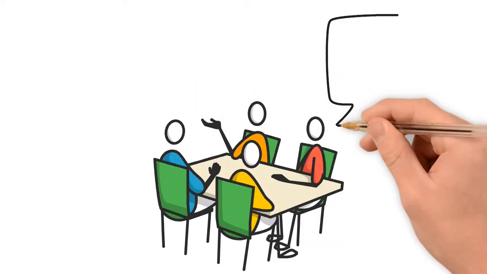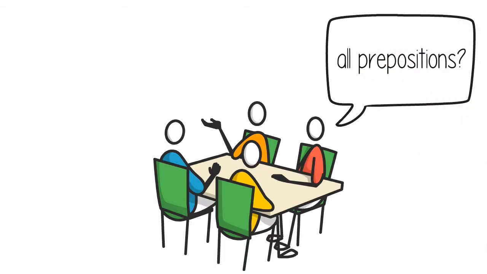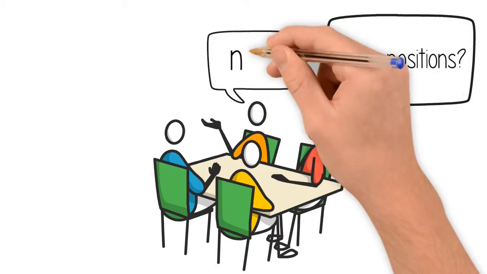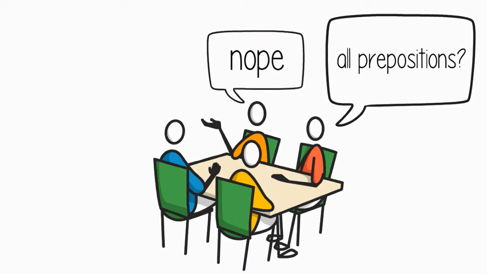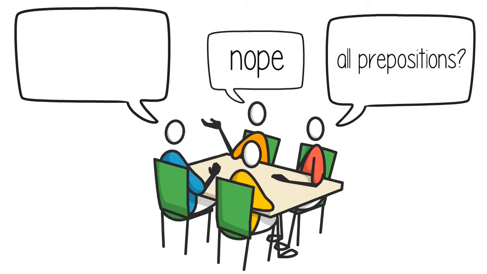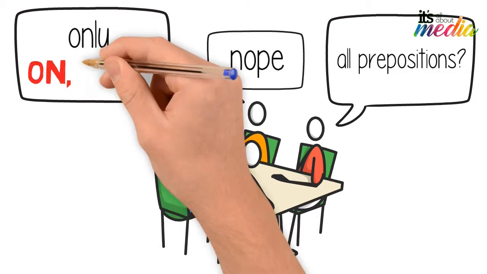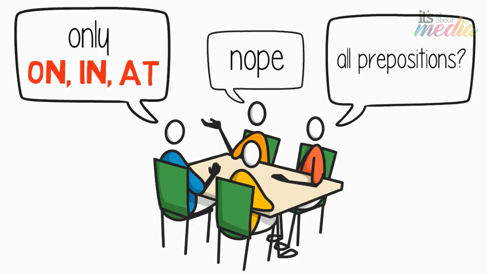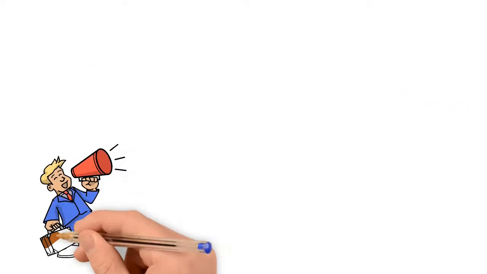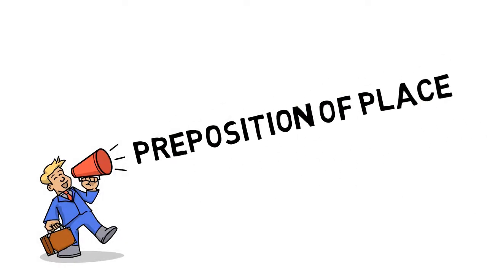Obviously, not all prepositions of place will be discussed in this video. Most of the English learners, based on my experience when teaching them, meet some difficulties to differentiate three types of prepositions. They are the prepositions on, in, and at. You are going to learn the use of them in this video. Let's begin with preposition on.